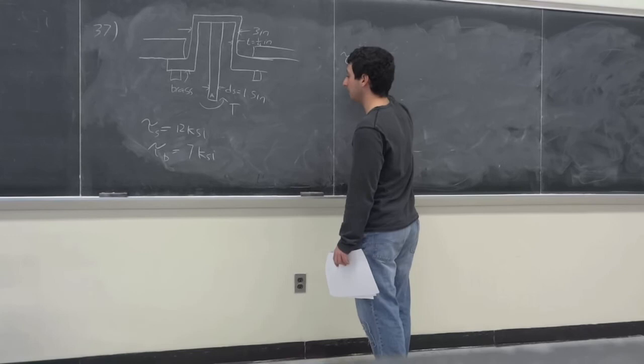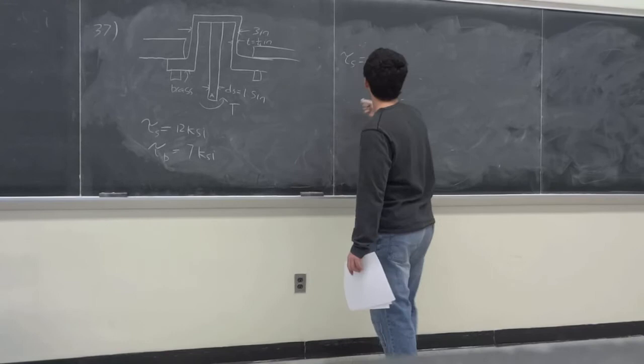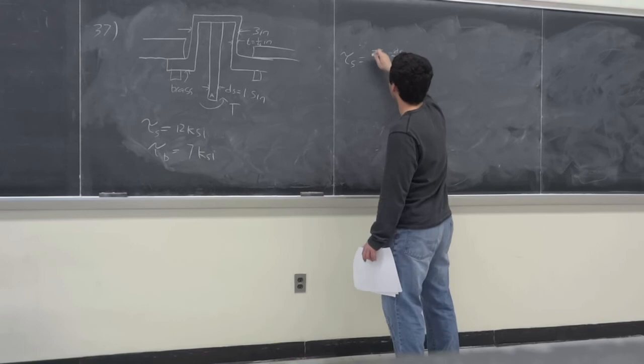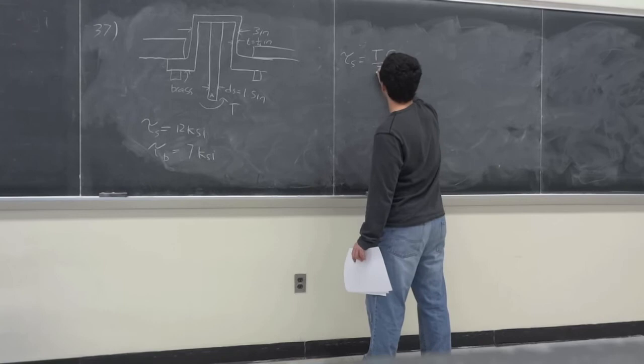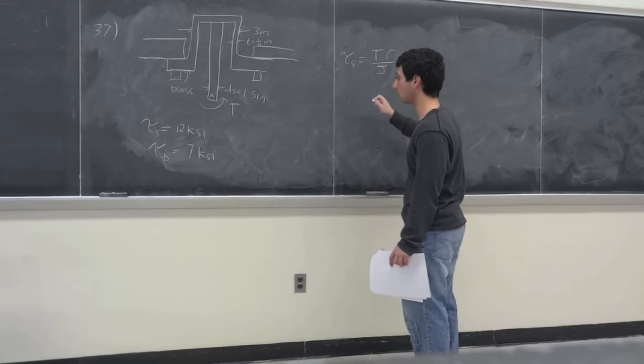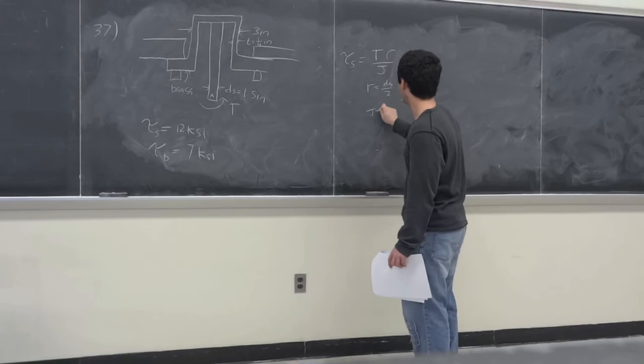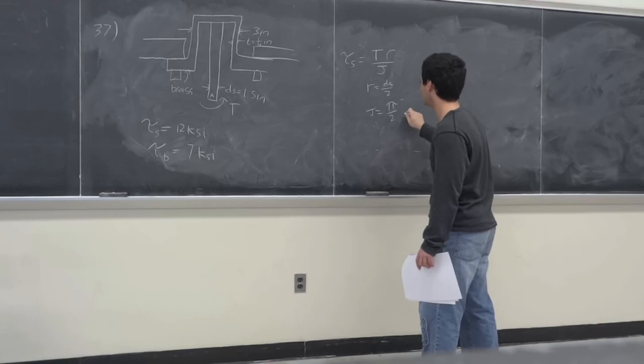Let me write it. It's a torque, so it's this torque times the radius, so it's ds over 2. Let me actually write the gradient first. That'd be better. So this is tr over j. This is a formula for the shear stress in torsion. Okay. So r is equal to ds over 2, and j, for a circular rod, is pi over 2 times r to the 4th.